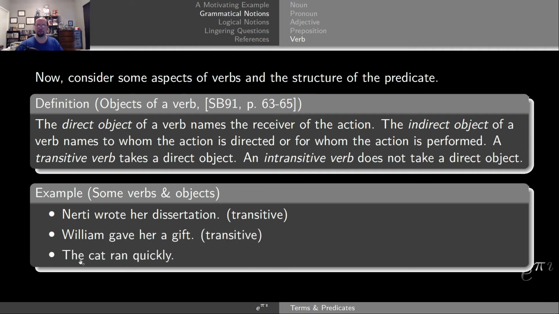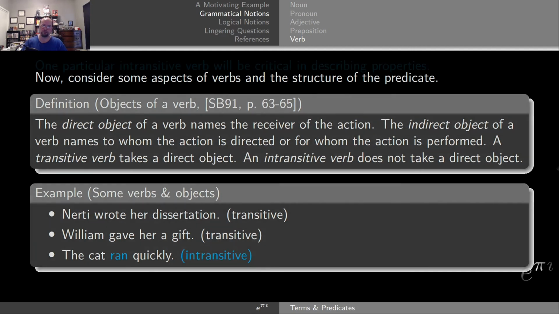For a final example, the cat ran quickly. The verb here is ran. The subject here is cat, that's the one who's doing the running. Quickly, however, is an adverb. The adverb is actually describing how the running is happening. There is nothing here that is receiving the action of running. Nothing receives the action of running. So this verb here is actually intransitive. Ran does not actually take a direct object.